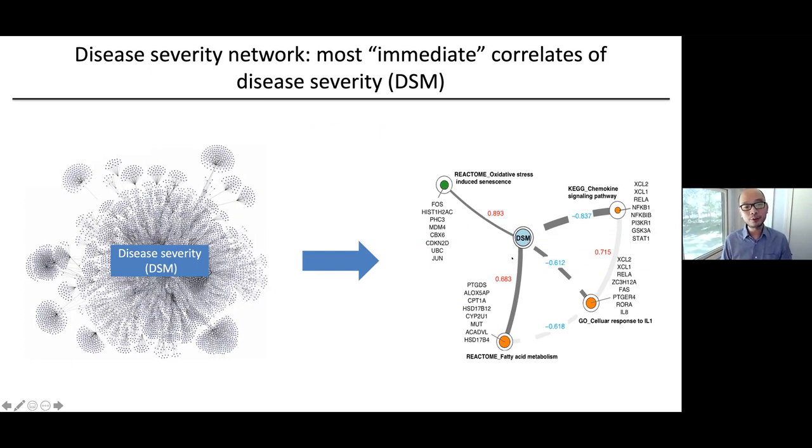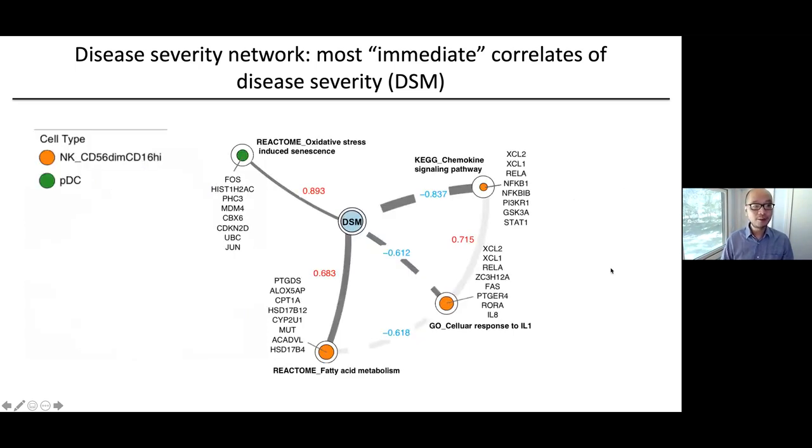DSM here is a severity measure, as I mentioned. So we found through this approach a small number of direct correlates, including a senescence or apoptosis signature in PDCs, and multiple states in the CD56 dim, CD16 high NK cells. These all have something to do with either a fatty acid metabolism signature or the status of inflammation. So I'm going to zoom in a little bit here. What we found is that the PDCs tend to exhibit a higher apoptosis signature in the most severe patients, so they're correlated directly with severity.